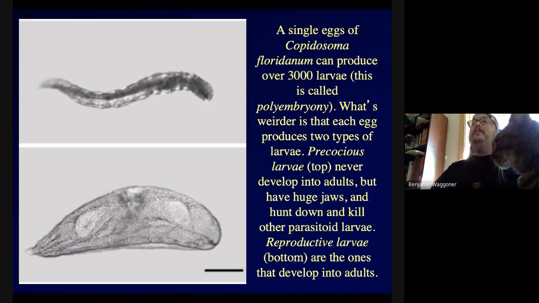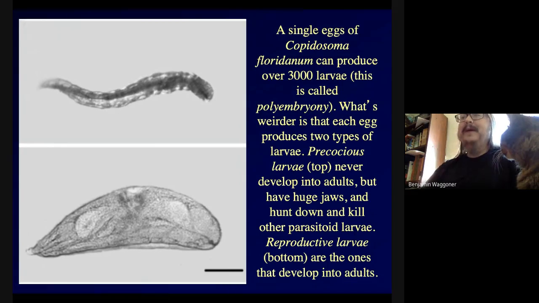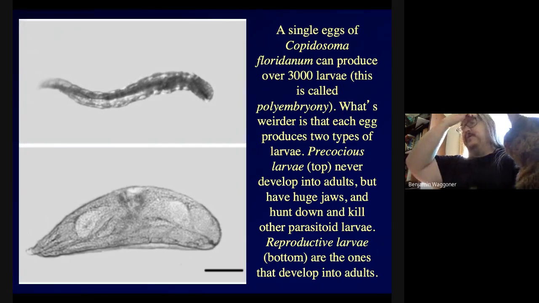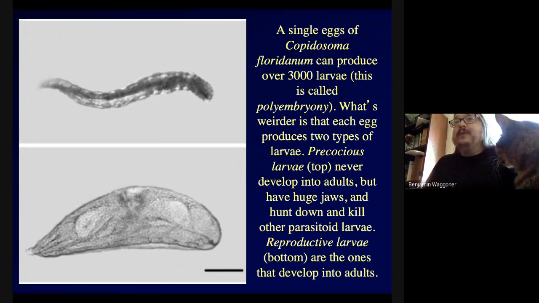But Copidosoma parasitizes it, and a single egg of Copidosoma floridanum can produce over 3,000 larvae. It's like identical twins, but a hell of a lot more of them. That's called polyembryony. If you've hung out with Dr. Padberg, you might know that armadillos do this naturally. Every fertilized egg divides into 4, and armadillos are born as 4 identical quadruplets.